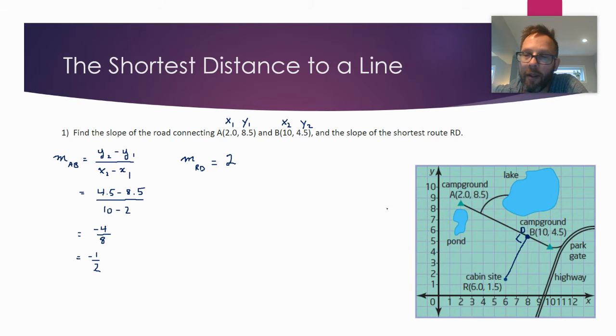Yeah, so the slope of the line from R to D, that side road we're building, would just be 2. And that seems to fit our rough diagram, right? It's always worth just consulting the diagram. Definitely a slope of 2 seems to make sense for that line. So we've got the slopes of our two lines. That's great. Now we just need the equations.